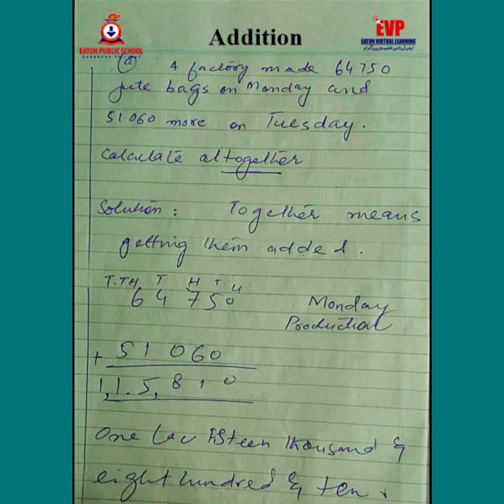So now let's move forward to another operation, which is addition. The question is asking that a factory made 64,750 jute bags on Monday and 51,060 more on Tuesday. So we are supposed to calculate all together. As I told you at the start of this lecture, if you see the word together, that means we are asked to find the addition, the total. So we can easily add the Monday production and the Tuesday production together, and then calculate the total production of jute bags by that particular factory.